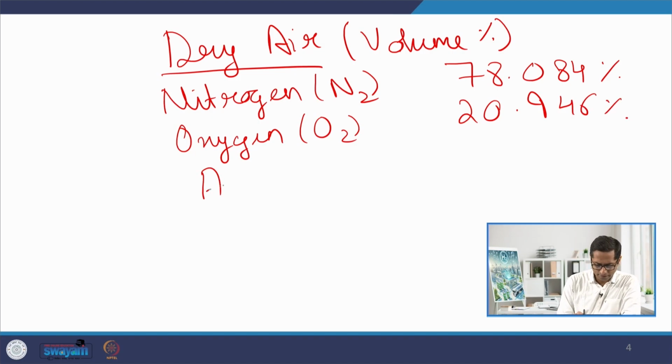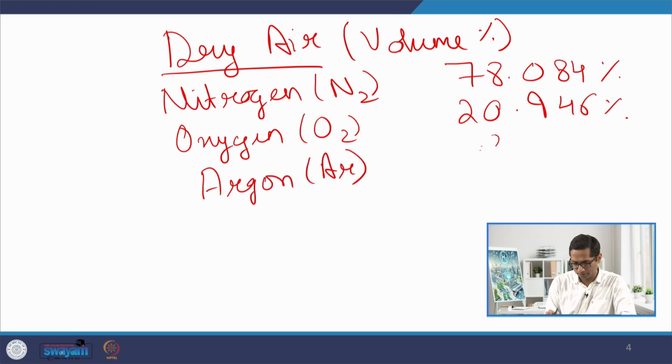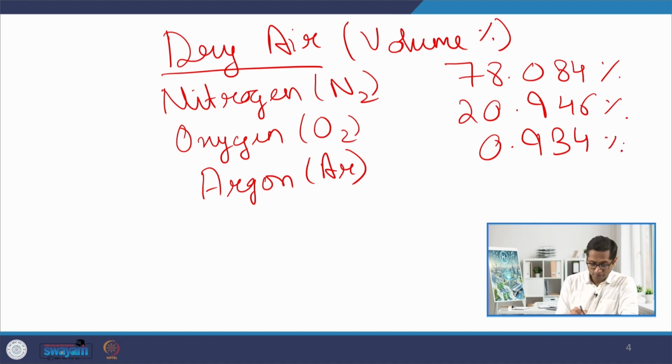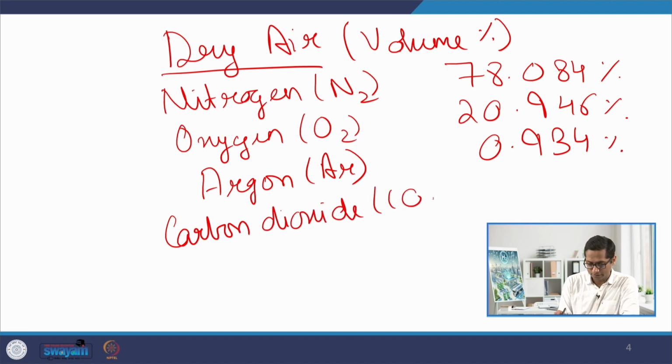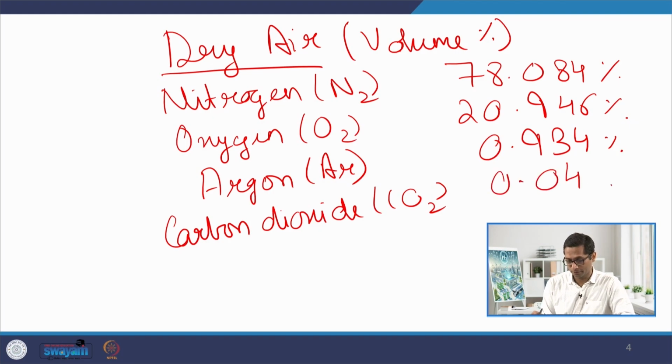Then comes another gas, argon, which is a noble gas, roughly contributing 1%, and the exact concentration would be 0.934%. Then comes a gas which many of us are concerned about, and it is called carbon dioxide. The concentration of this gas on a volume basis in the Earth's atmosphere is very small. It's roughly 0.040% or 400 ppm, as it is generally told.